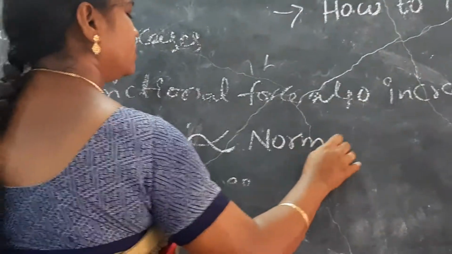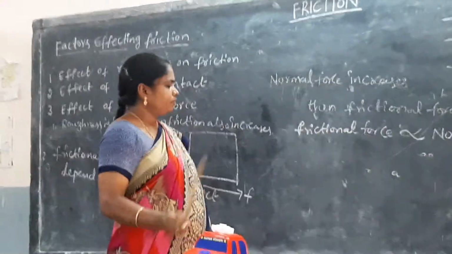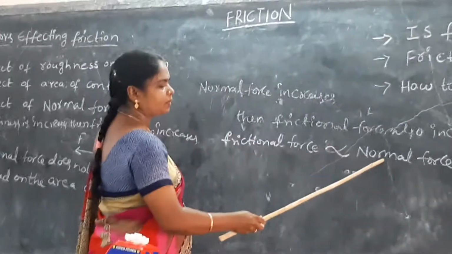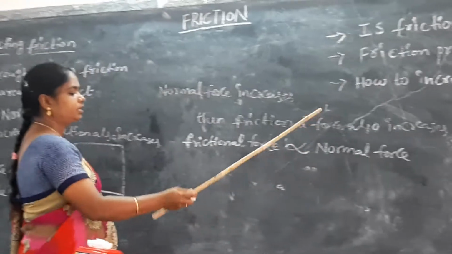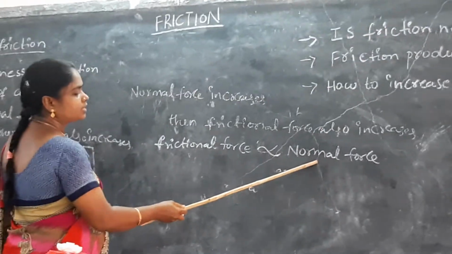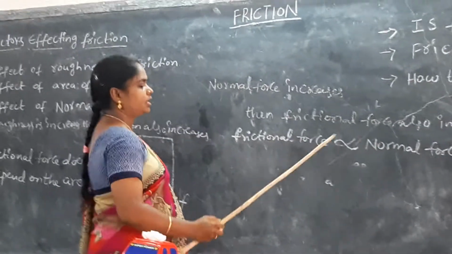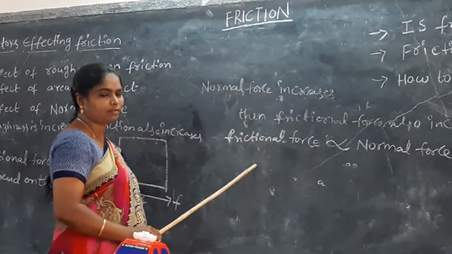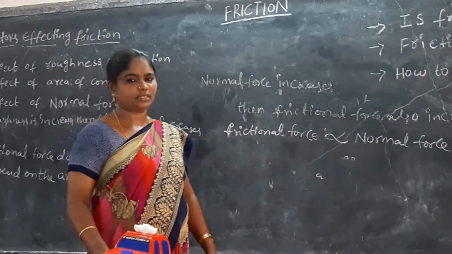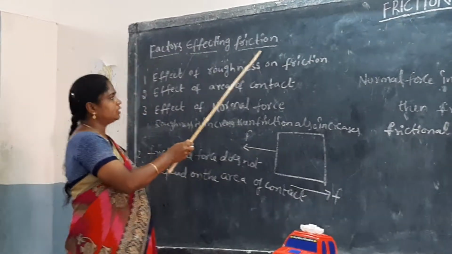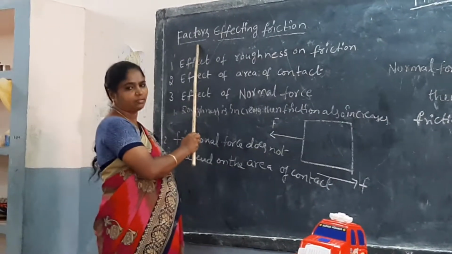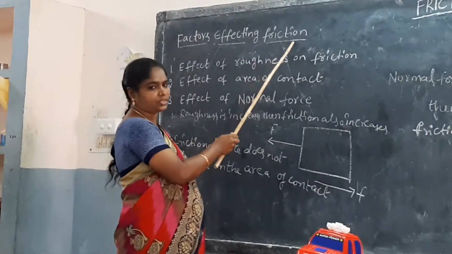Frictional force is directly proportional to the normal force. That means if the normal force increases, then the frictional force also increases. If the normal force decreases, then the frictional force also decreases. These are the factors affecting friction.